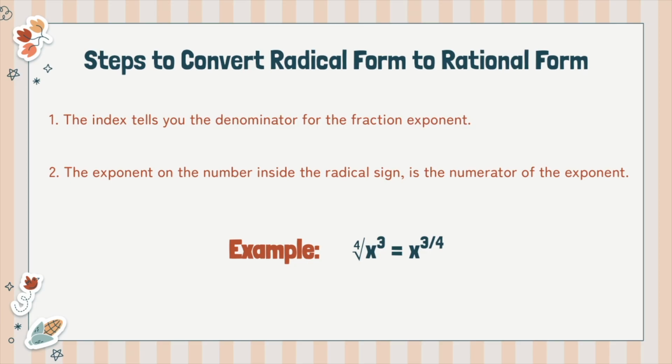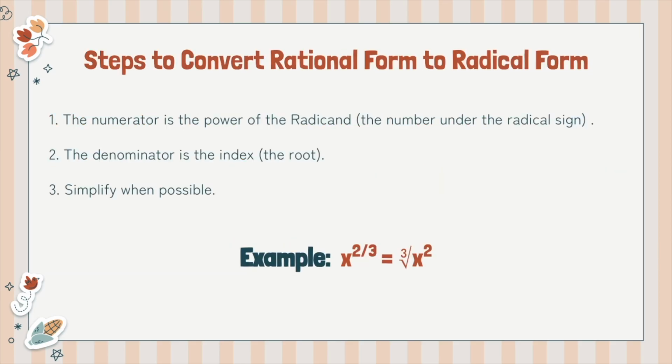Now let's take a look at how to go the other direction. These are the steps to convert rational form to radical form. The numerator is the power of the radicand, so the number under the radical sign. The denominator is the index, or the root. We're going to simplify whenever possible. So here I've got x to the 2/3, so my denominator becomes my index, so I can see that it's now a cube root, and my exponent, the numerator, stays the same, so we've got x squared, so the cube root of x squared.